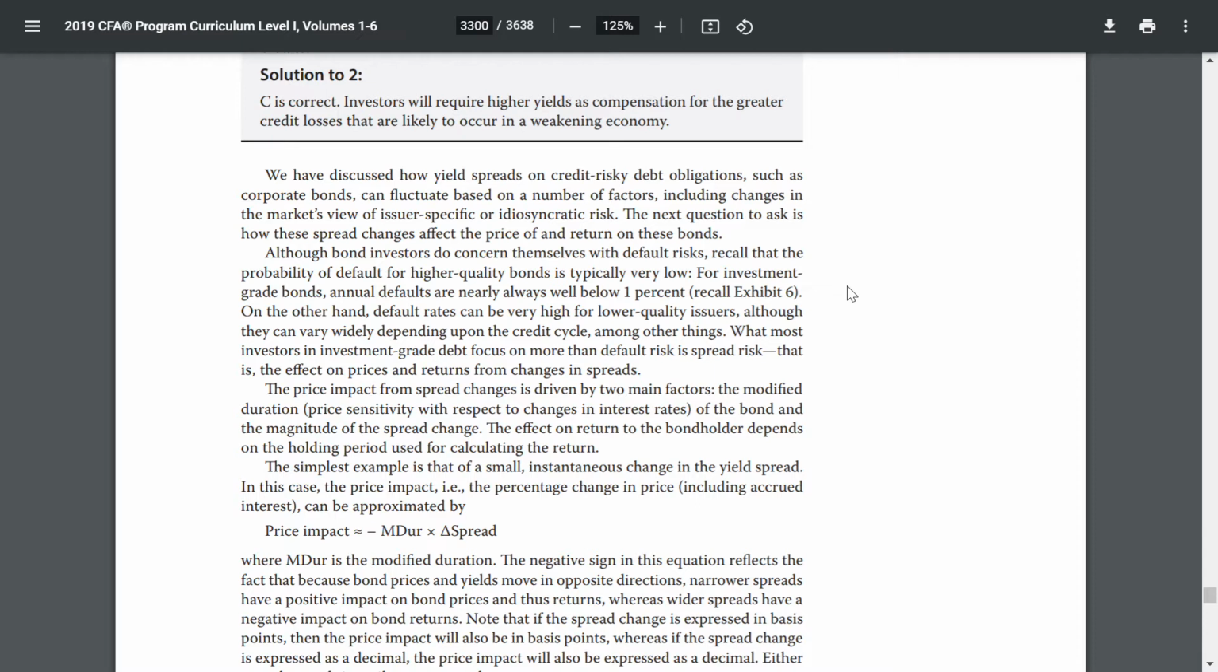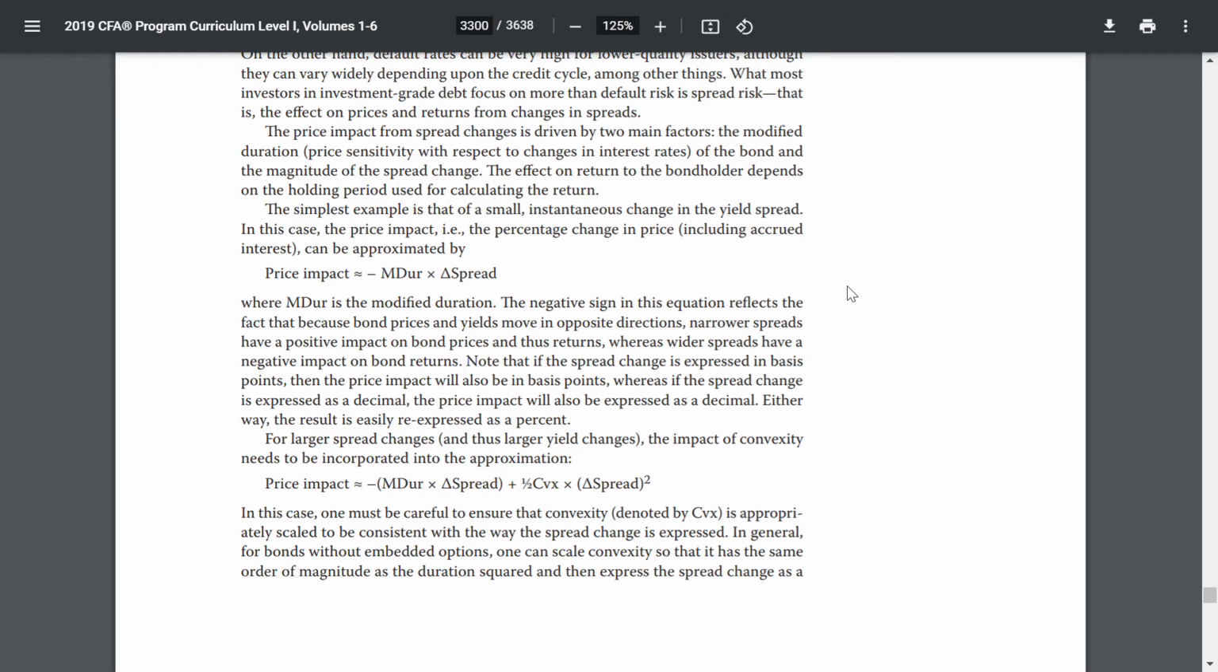For investment-grade bonds, annual defaults are always well below 1%. On the other hand, default risks can be very high for low-quality issuers, although they vary widely depending upon the credit cycle. What most investors in investment-grade debt focus on is not so much default risk as spread risk. The simplest example is that of a small instantaneous change in the yield spread. In that case, the price impact, i.e. the percentage change in price, can be approximated as roughly equal to minus the modified duration times the change in spread.